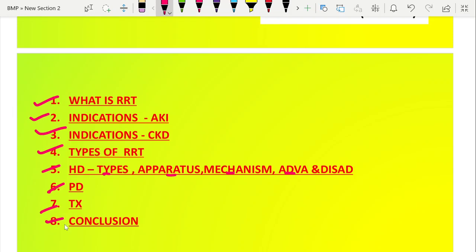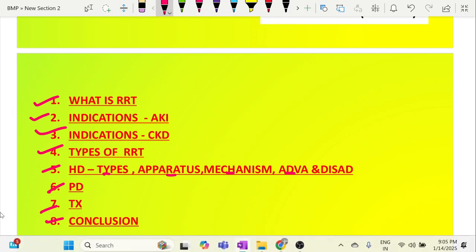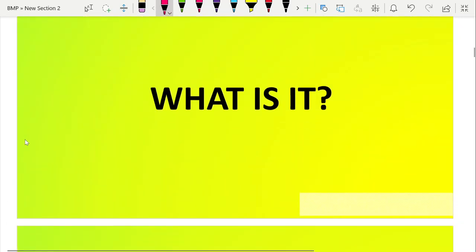Why should you be aware of this theory question even though the theory exam is over? You might get this in the grand viva. Probably the examiner, if he wants to know directly from you what is RRT, rather than correcting your paper, might ask you. Like you will go to the first one. What is it?